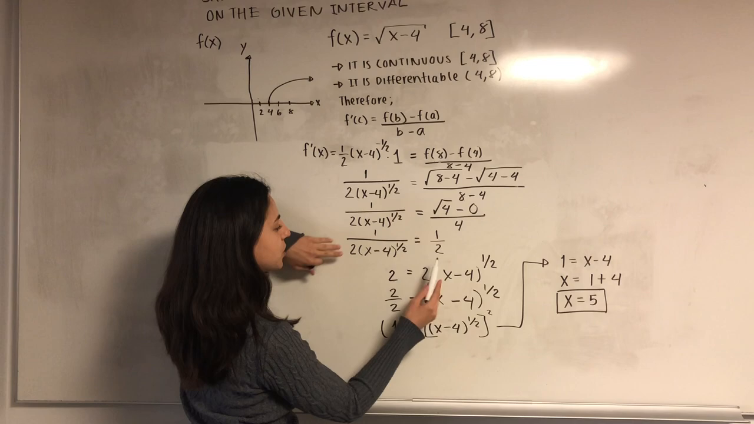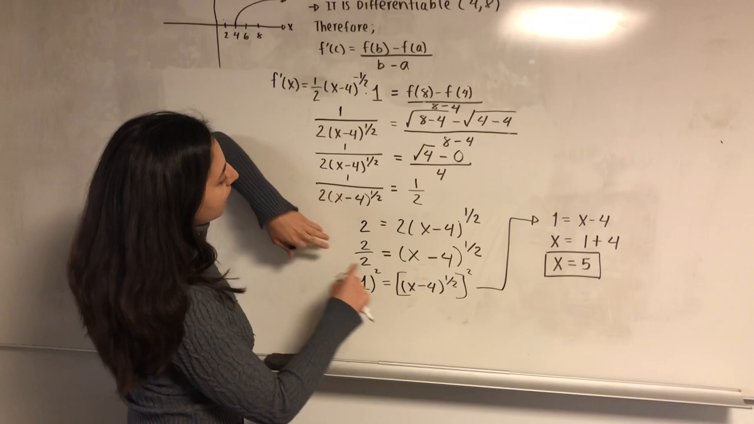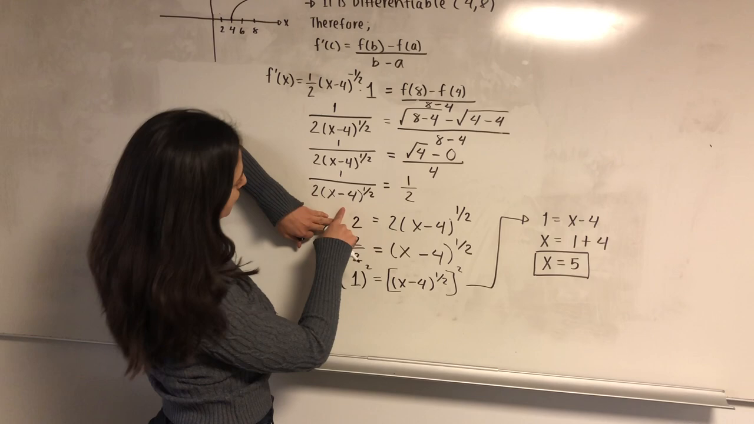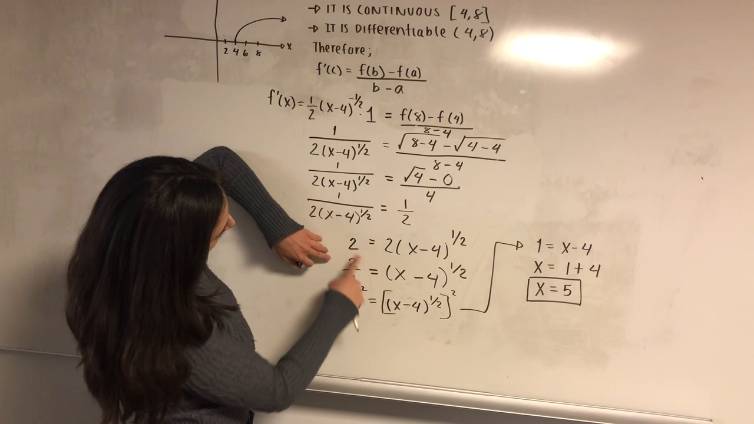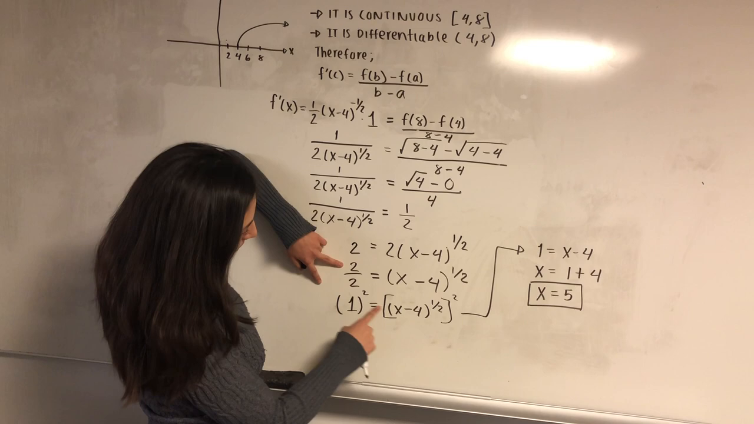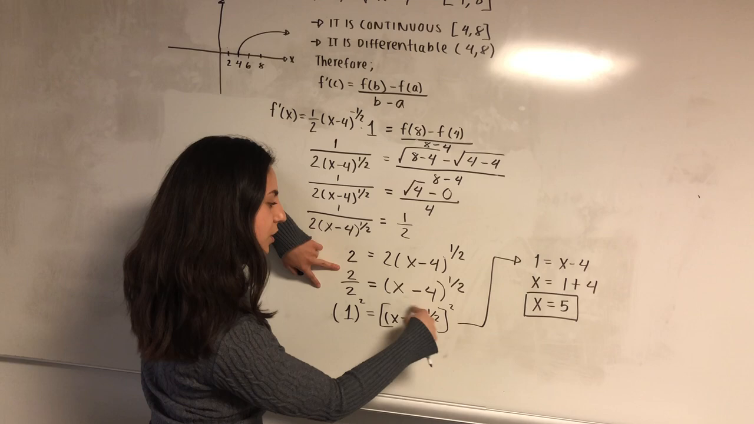Now that we have this and we simplify the right side, then we can solve for x, right? So we're trying to isolate x. The first thing we're going to do here is flip them, right? So this is going to come to the top, and this is going to come to the top. And then we have 1, right? But we still have the square root of x minus 4.